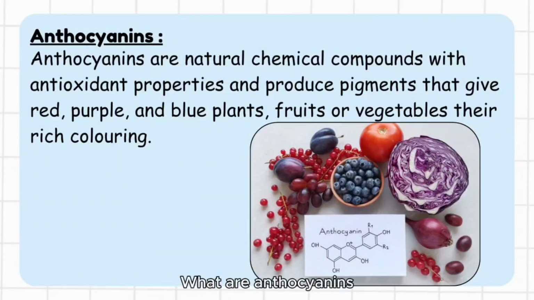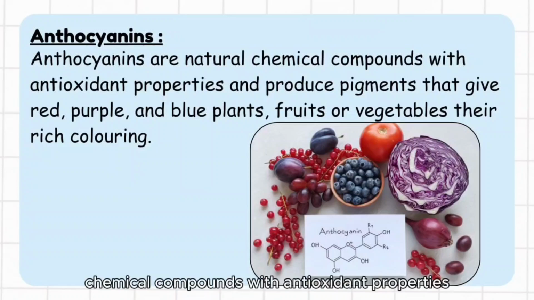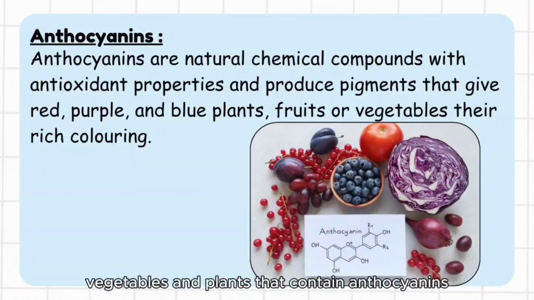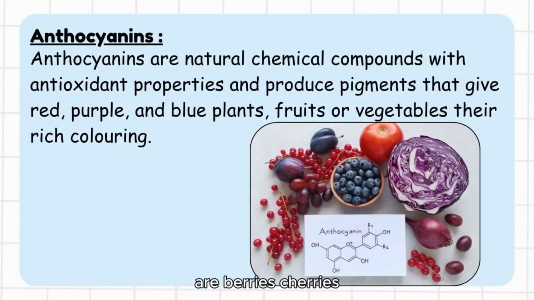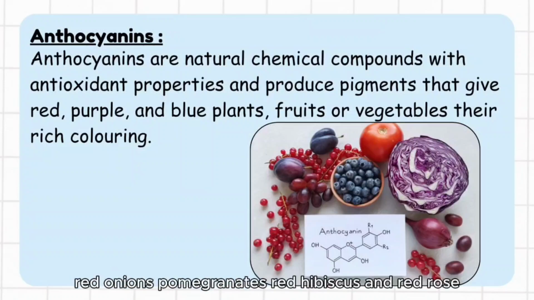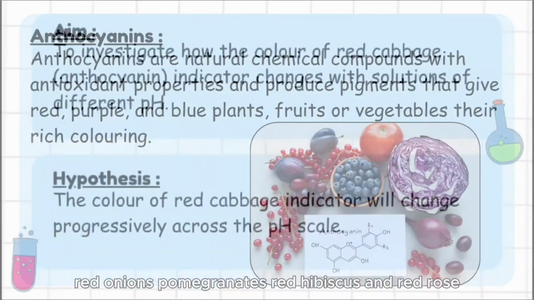What are anthocyanins? Anthocyanins are natural chemical compounds with antioxidant properties and produce pigments that give red, purple and blue plants, fruits or vegetables their rich coloring. Some examples of fruits, vegetables and plants that contain anthocyanins are berries, cherries, grapes, plums, purple cabbage, eggplant or aubergine, purple sweet potato, red onions, pomegranates, red hibiscus and red rose.